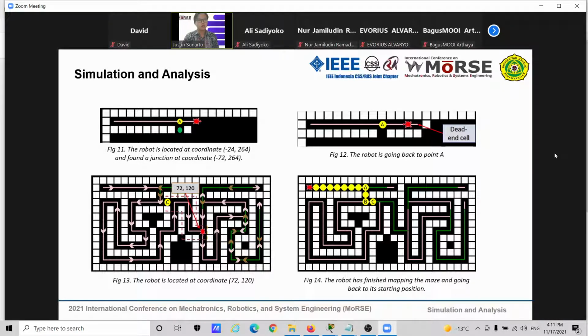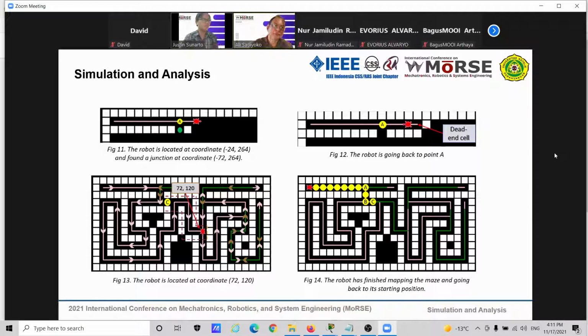In figure 12, the robot has found a dead end cell and moves along by following its fourth priority to turn around 180 degrees and move back to the coordinate that is in the depth list. Since the only coordinate on that list is point A, the robot will move back to point A.